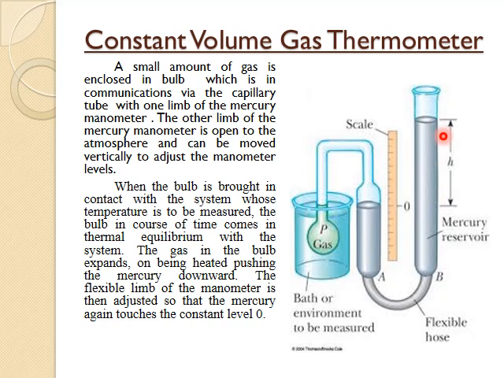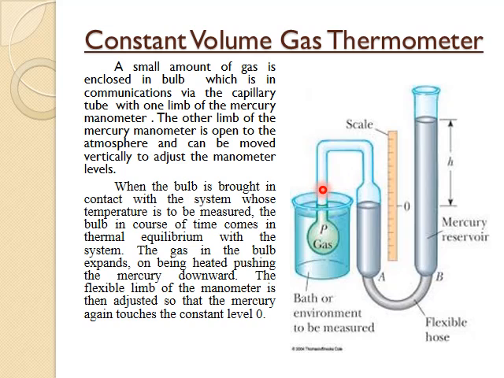That change in level we measure as the difference in the mercury levels in both limbs. Let it be H. Once the gas expands, it pushes the mercury downward. Initially the level was at 0 before inserting the gas bulb into this container. Once you insert the bulb, because of the heat of the liquid, the gas expands and pushes the mercury downward. Now the level is not 0, it comes below 0.